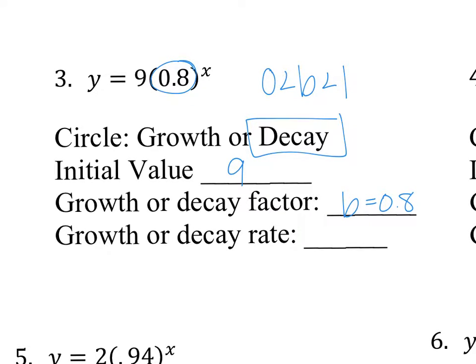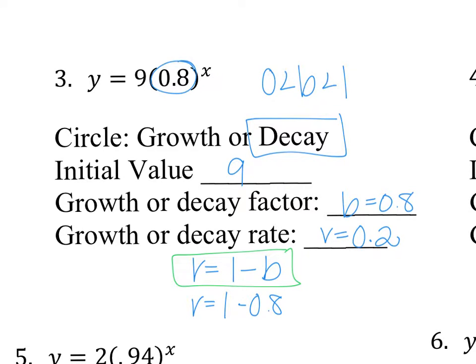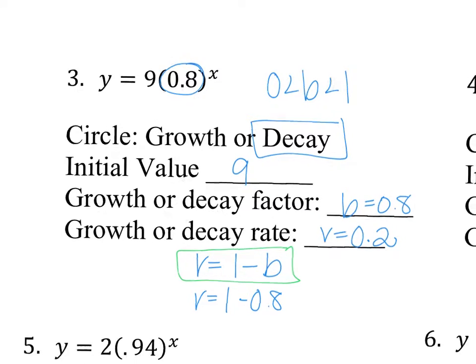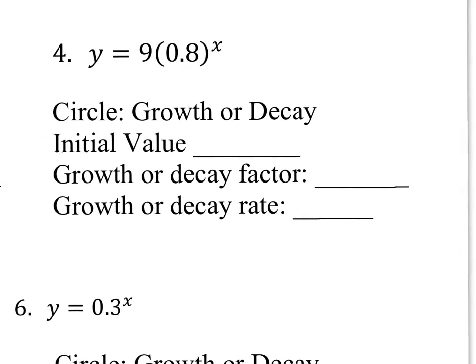Now, this being a new one, we haven't had to work with decay yet. My rate is actually 1 minus b. When I plug that in, I have 1 minus 0.8, which leaves me with 0.2 as my decay rate. Decay factor and decay rate are two different things. So for decay rate, we always have to use r equals 1 minus b. Let's try number 4.